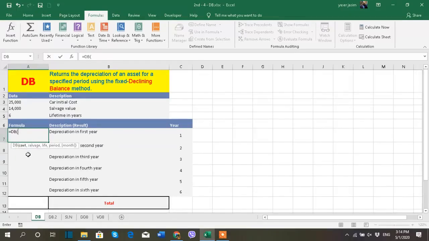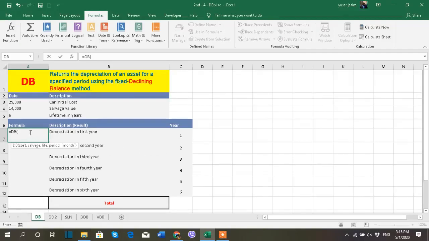What do I need to do here? I have cost. Yes, I have cost. Salvage. Yes, I have the salvage value. Life. Yes, I have the life. And the period. Because I'm going to calculate the DB for the first year, that means period number 1. For the second year, it's going to be 2.